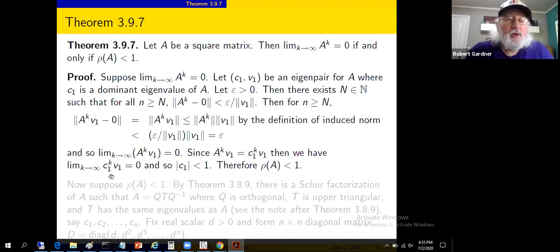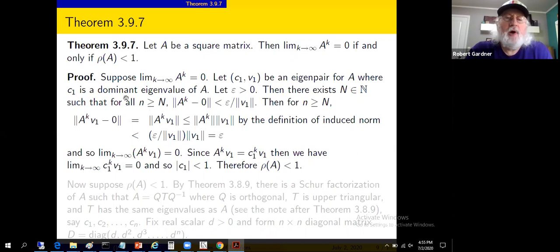This we're stuck with. But this is just a sequence of numbers. So we have a limit as k approaches infinity of c1 to the k power. That must go to the 0 scalar. And the only time that happens is when we take a number of modulus less than 1. You certainly believe me if I say absolute value, and we've got real numbers. It holds for complex numbers as well. So we draw the conclusion that the modulus of c1 is less than 1.